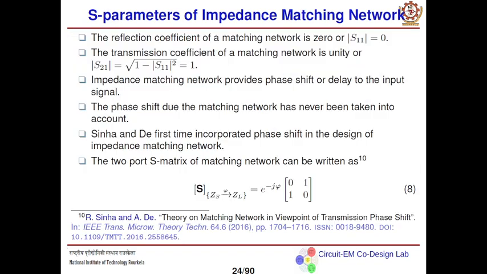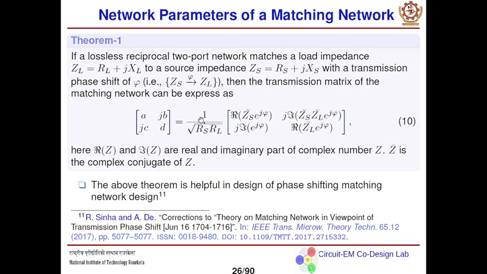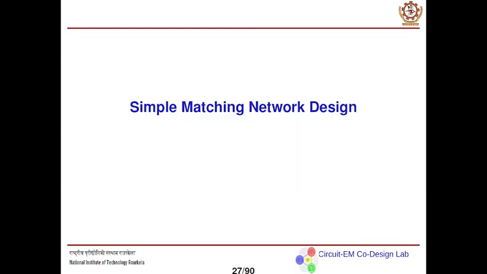Now we cannot utilize this scattering parameter equation directly for the design. So what we can do is convert this scattering parameter into ABCD parameters. This is a closed form expression for the ABCD parameters of a matching network. Once we know my ZS, my ZL, and my desired phi, we can get my ABCD parameters. Once we know the ABCD parameters, we can design the desired matching network for a given topology.